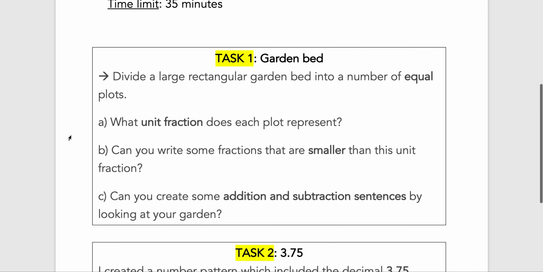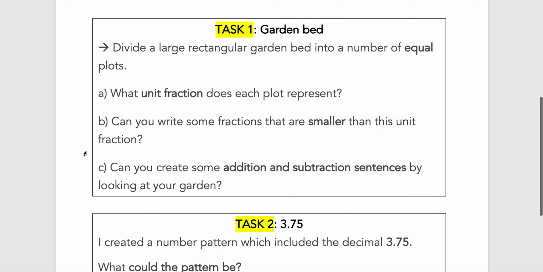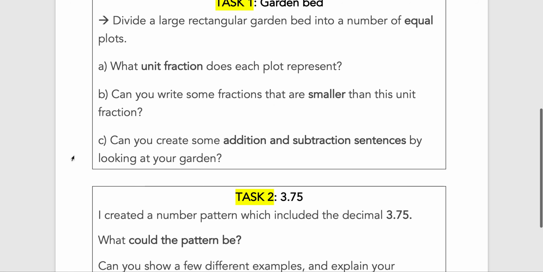So task 1. Divide a large rectangular garden bed into a number of equal plots. What unit fraction does each plot represent? So we're talking about unit fractions in A. B. Can you write some fractions that are smaller than this unit fraction? So a fraction that is smaller than your unit fraction from question A. C. Can you create some addition and subtraction sentences by looking at your garden?